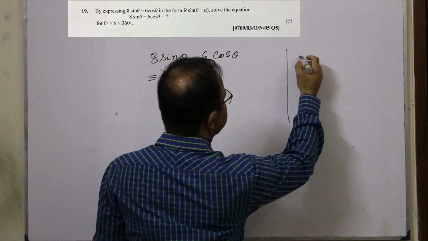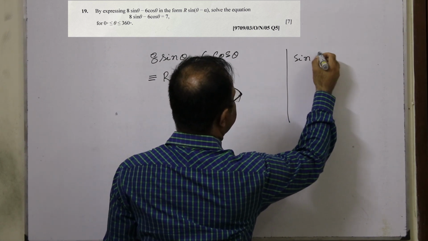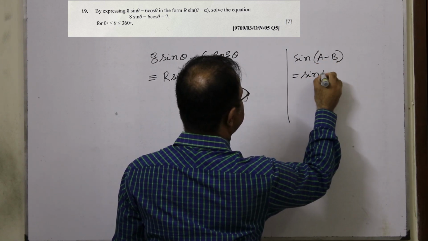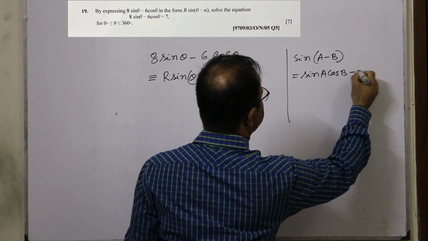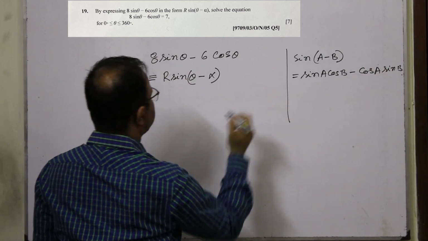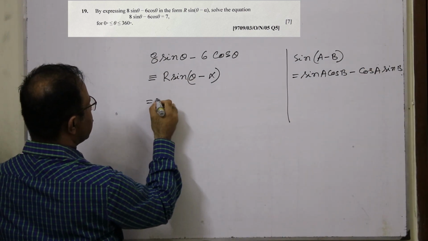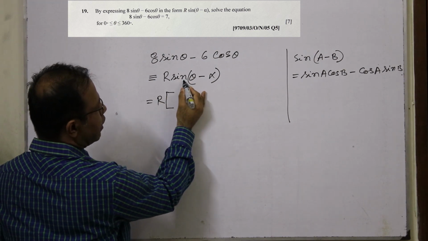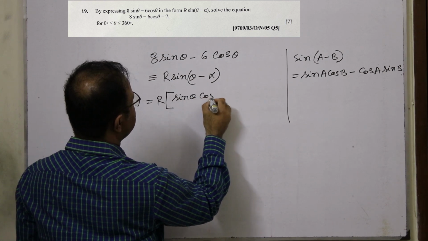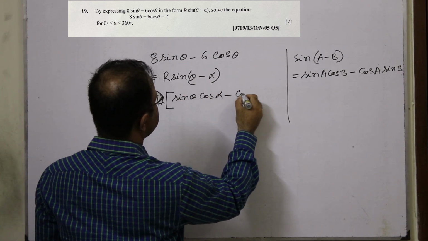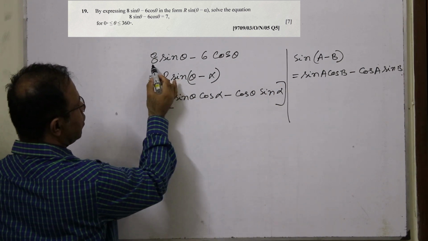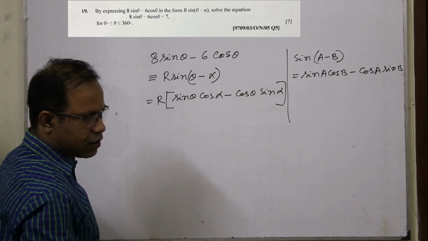I'm writing here: sine of A minus B equals sine A cos B minus cos A sine B. You should know this formula. We apply it to the right-hand side: r times sine of theta minus alpha equals r sine theta cos alpha minus r cos theta sine alpha. If we compare, the left-hand side equals the right-hand side.